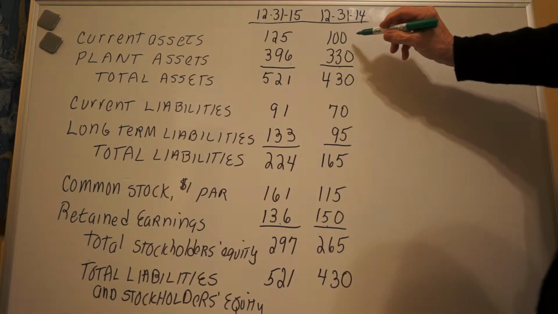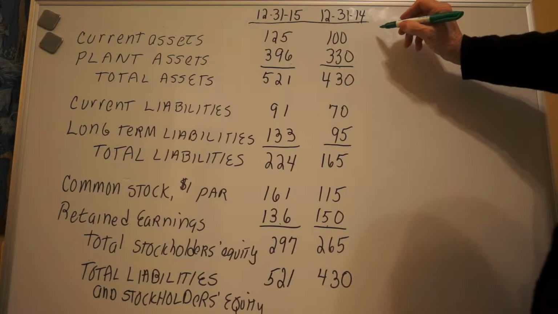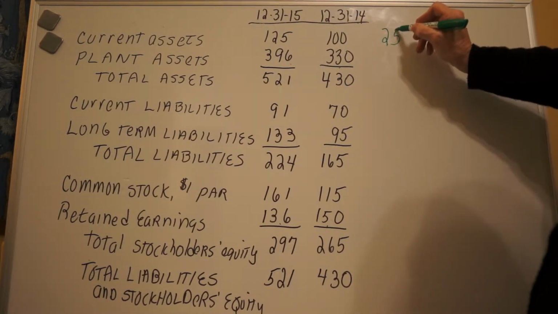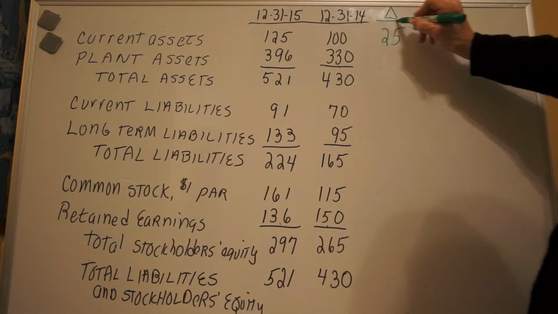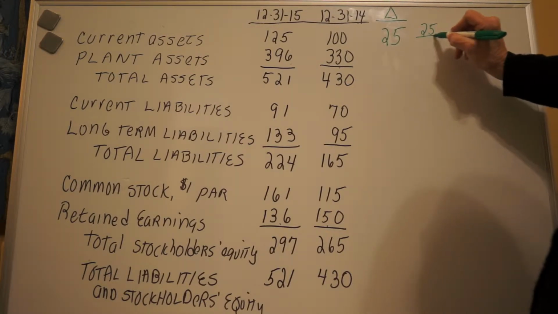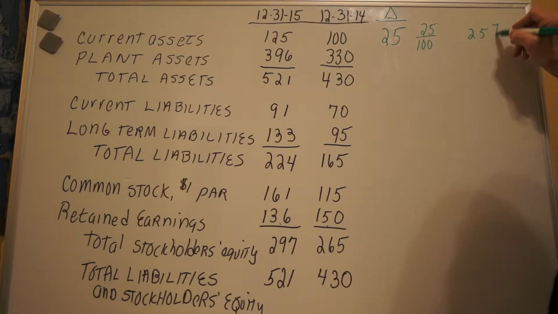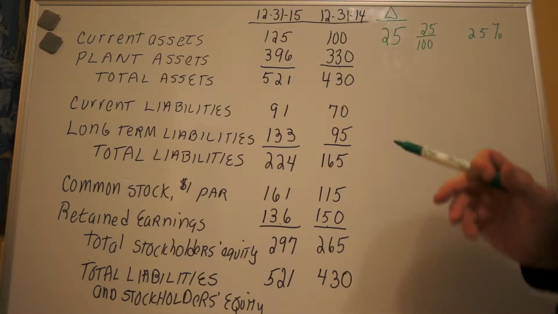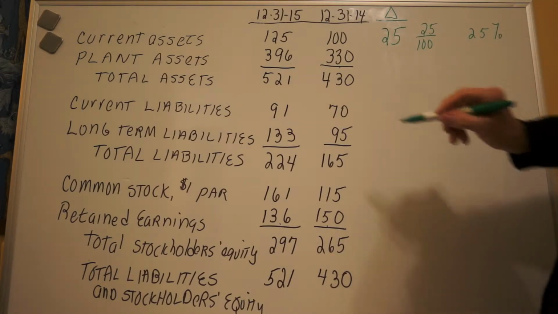The earliest year is your base year, so 2014 would be your base year. What we do is take the current year minus the base year and we get the change, which would be 25: 125 minus 100. Then we divide the change by the base year, and that gives us a percentage, 25%. So we can say there's been a 25% change. This year's current assets are 25% more than they were last year.